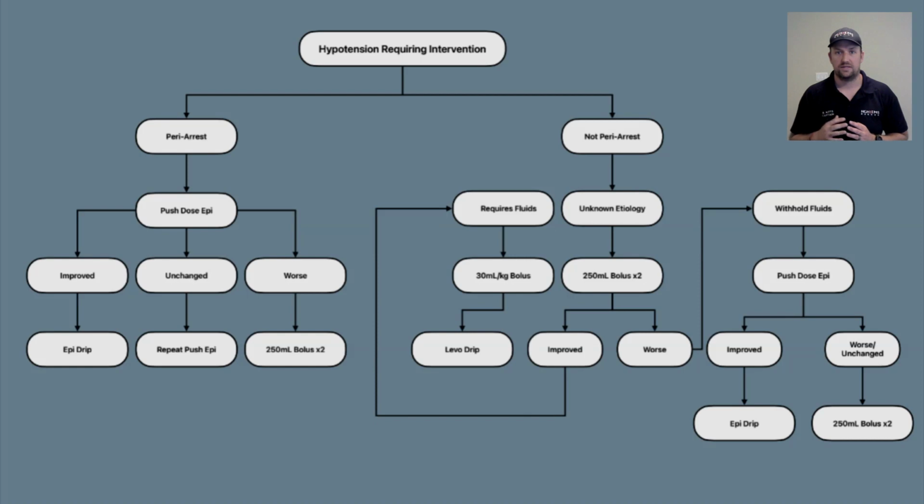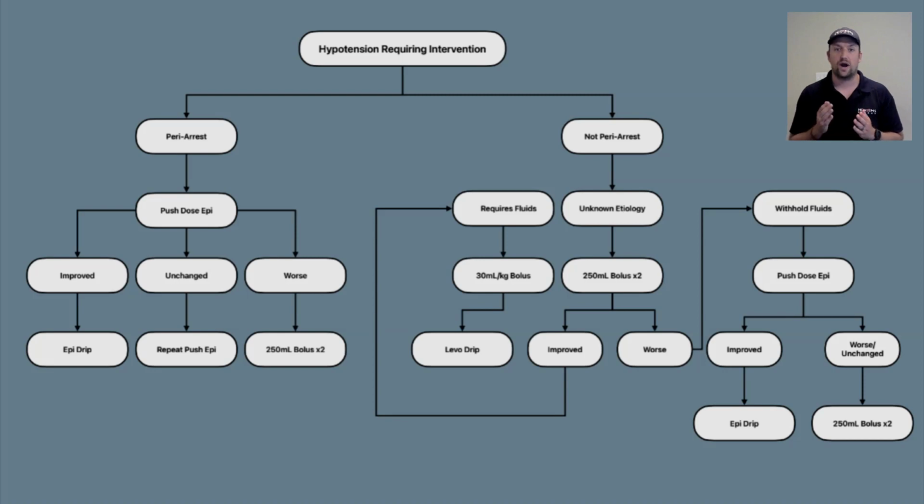Not peri-arrest. Not peri-arrest are people that have a low MAP, but have the symptomology we talked about before. So unable to ambulate or confusion, that sort of thing. There are 3 legs in this group. One is requires fluid, withholds fluid, or unknown etiology. We're not really sure what's going on, kind of the gray area.